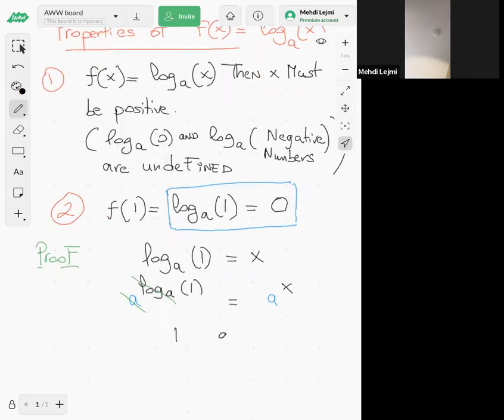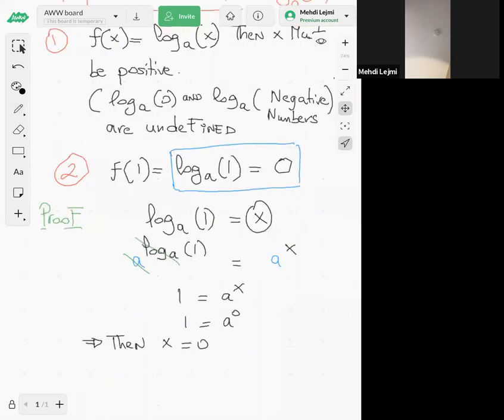1 is equal to a to the power x. So for which number x is a to the power x equal to 1? That's when x is 0, right? a to the power 0 is equal to 1. So x is equal to 0. That's why log in base a of 1 is always equal to 0. It doesn't matter what the base a is. Keep in mind, log of 1 is always 0. That's another property of the log. f of 1 is always 0.